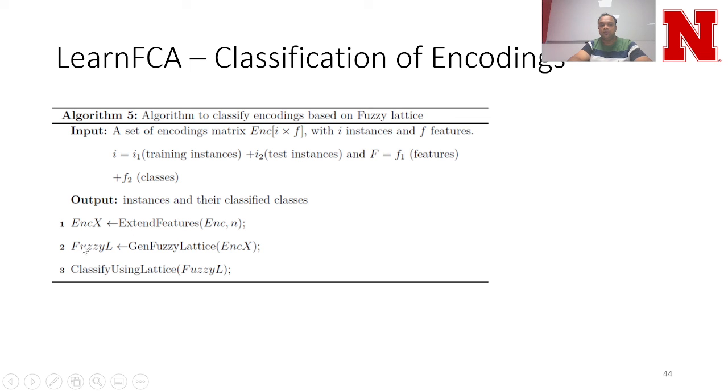So the overall algorithm is, first we extended features by n times, and then we use the gen fuzzy lattice to generate the fuzzy lattice, which actually generates the instance maps and the training maps, and also updates the concept probability vector for each of these concepts. And then we use the classify using lattice algorithm, which we saw, wherein we go through each of these concepts to find the most relevant concept for the object, and then classify each of these objects.